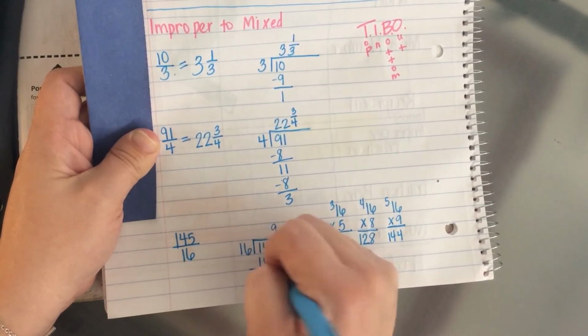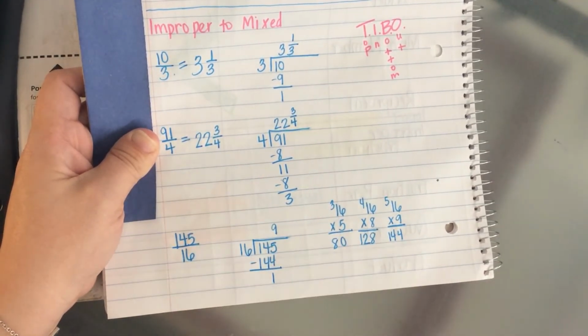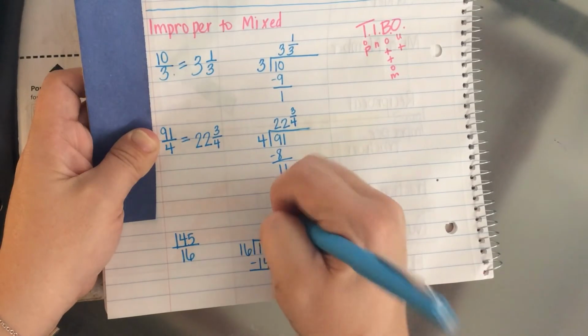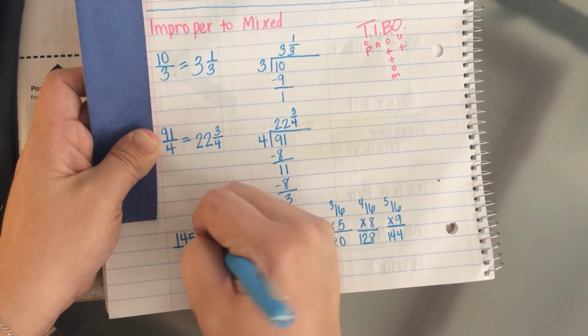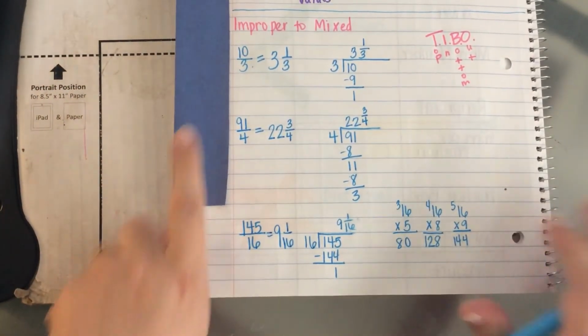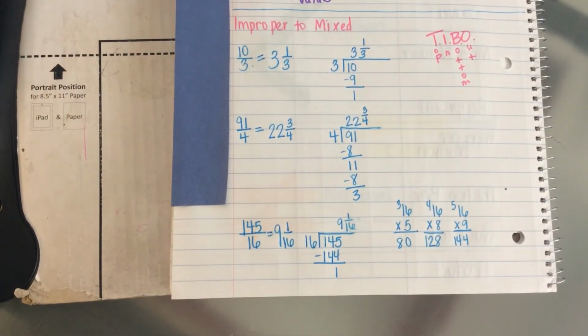I have a question. If it were to be 10, would we just write 10? Wait, I know the answer. Everybody knows. Yes, ma'am. 9 and 1 over 16. 9 and 1 over 16. Good. Right, Sarah. That's how simple and proper to mixed numbers are.